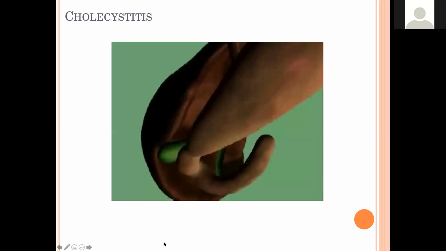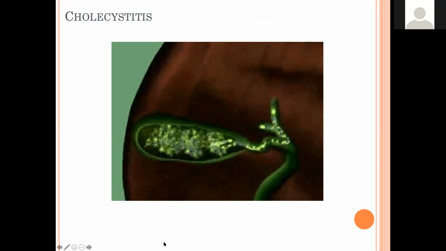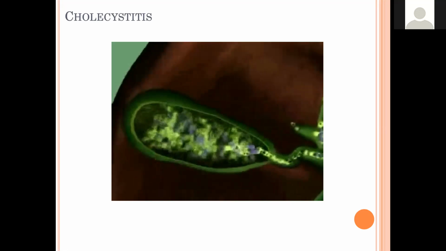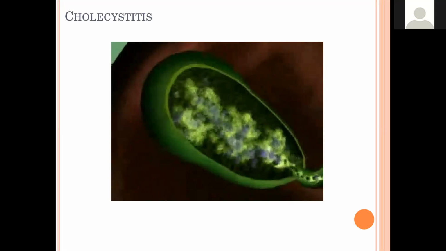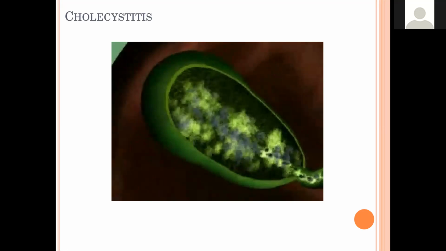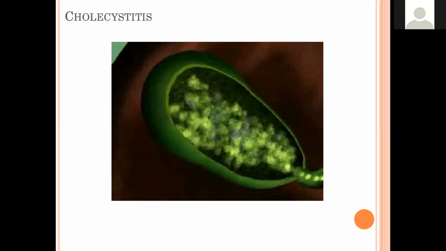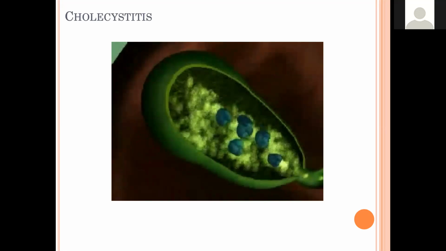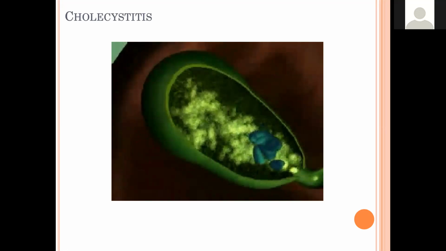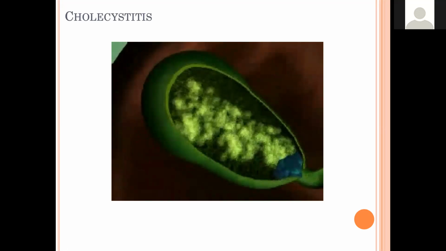Let's look at cholecystitis. Bile is stored in the gallbladder. Normally, the cholesterol in the bile remains in solution. Under certain conditions, the cholesterol may precipitate and form solid crystals. If this process continues, the crystals grow larger and become gallstones. The stones may block the flow of bile, causing pain and jaundice. Gallstones may be removed surgically.